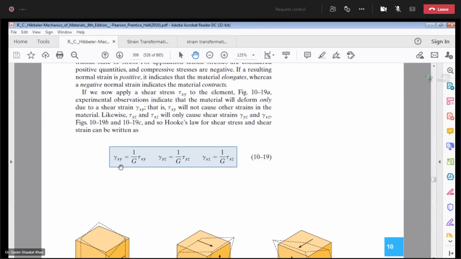So simply we can say the shear strain gamma xy is equal to tau xy over G, gamma yz is equal to tau yz over G, and gamma xz is equal to tau xz over G. The difference is that in the case of normal strain, due to the Poisson's effect, lateral strains are produced. However, in shear strain there is no such observation. Shear stress xy will only produce shear strain xy. Shear stress xz will only produce shear strain xz. Shear stress yz will only produce shear strain yz.